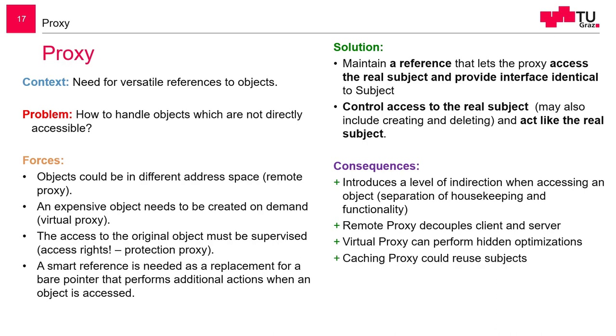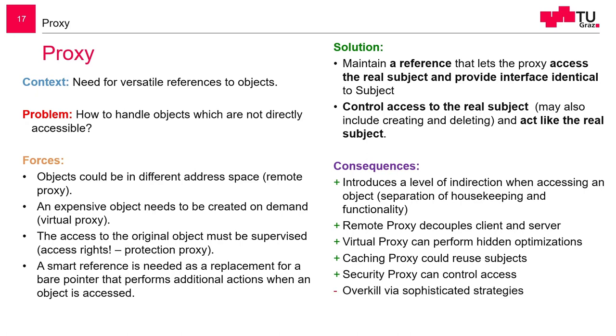A caching proxy, and caching and pooling is a design pattern which we will handle in later lectures, but the caching proxy could, for example, reuse objects. So we don't call the destructor immediately, but we reuse it for some other purpose. Or the security proxy could control access to the objects. So there are many, many things we can do with a proxy.